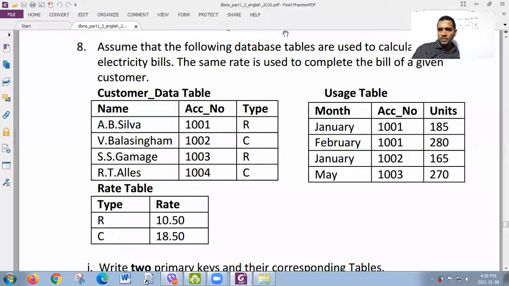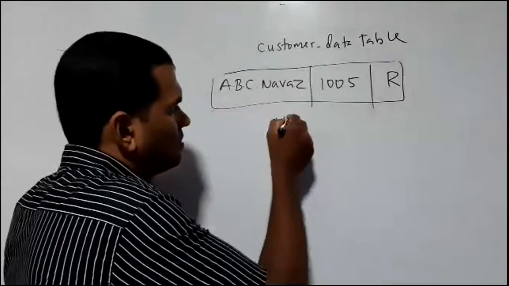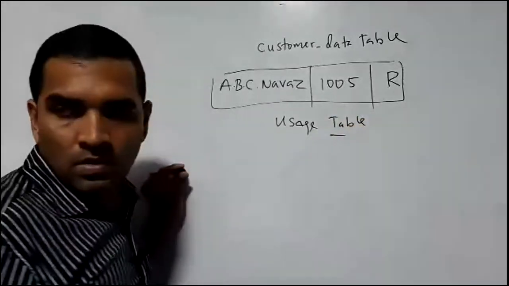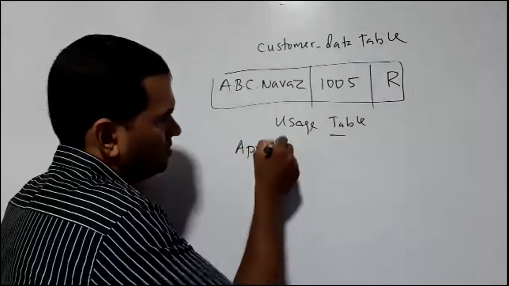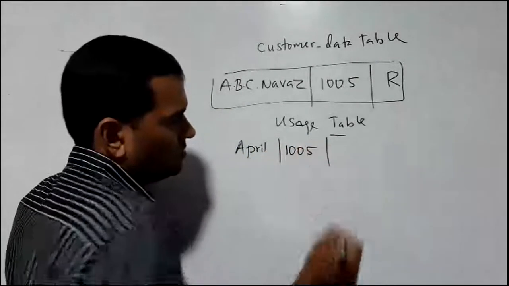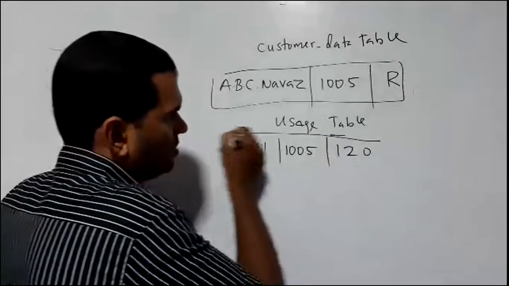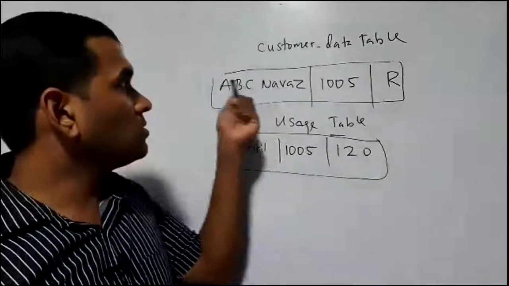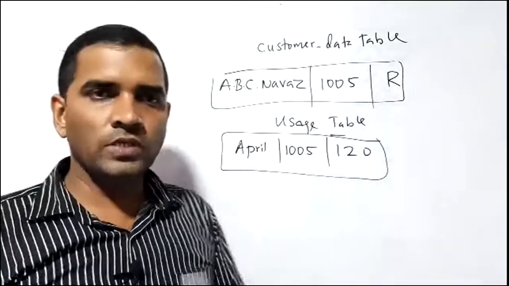So let's update that table. Usage table. Month, so it's April. Okay, then account number is 1005. Then the units used, that is 150. Okay, this is the updated record. Clear? So here it's the customer data table updation. Here the usage table is updated.